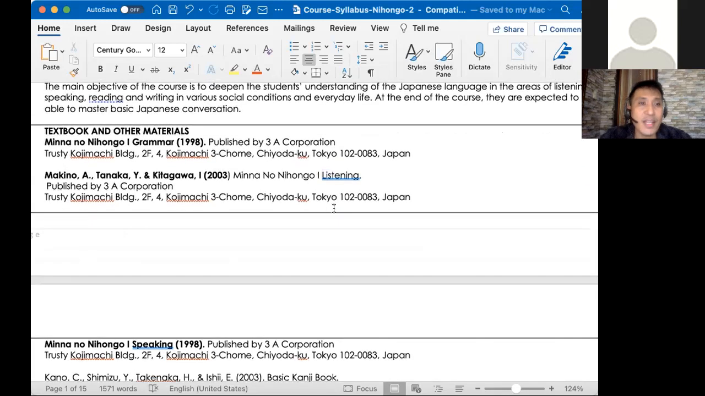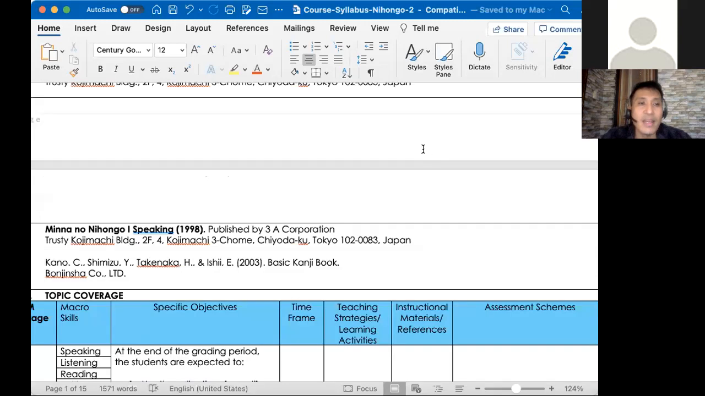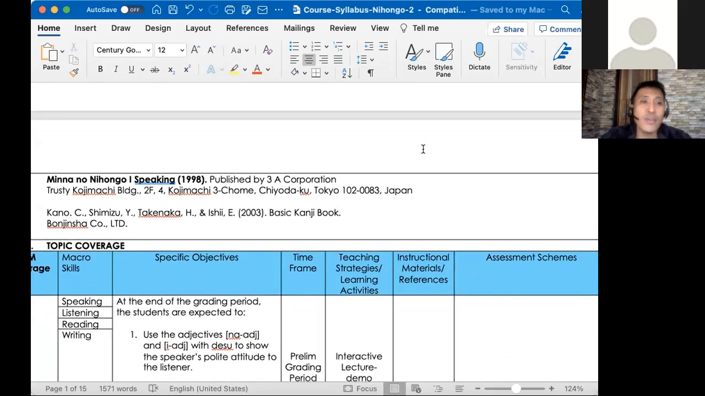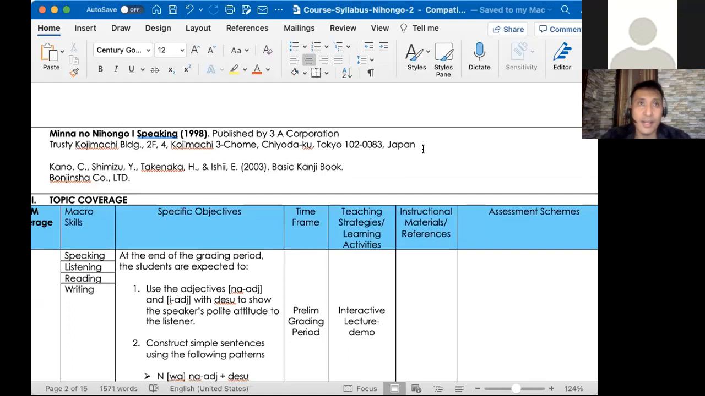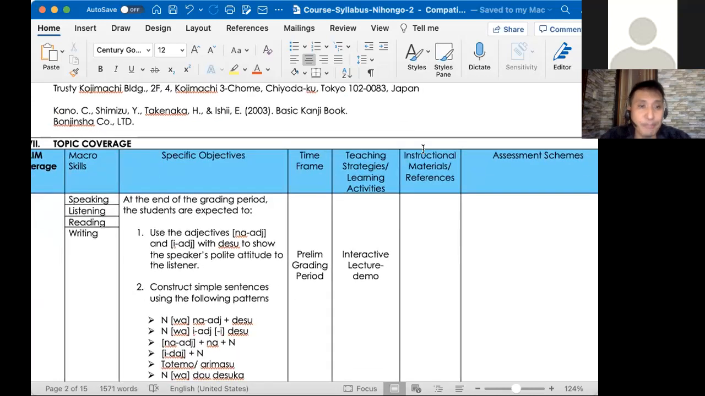Okay, so yung ating mga references dito still, Minna no Nihongo Grammar 1. Of course, the grammar explanations are taken from there. We also have the Minna no Nihongo listening. So some of the activities that we will be having are also taken from there. And also the Minna no Nihongo 1 speaking, most, if not all, activities are taken from there, as you can see in your modules.